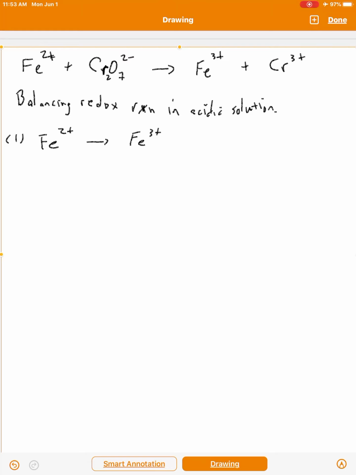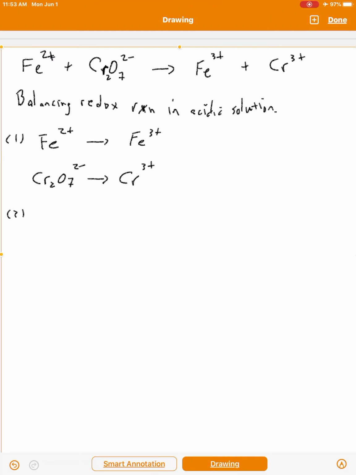And again, the way you separate them into half reactions is you take one element at a time. So iron is one of the elements, and you just copy down what you see in the equation. Okay? Now, I'm going to do the other one as well. The other one is chromium. And I'm just going to copy down what I see in the equation, reactants and products. Now that they're separated, I'm going to balance each one separately. So this is step 2. I'm going to do the iron first because it's easy.